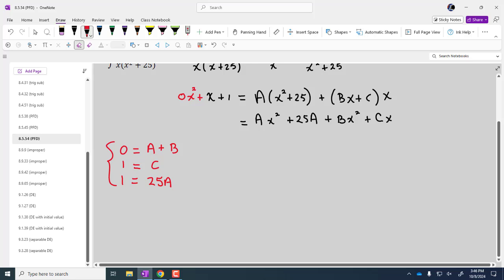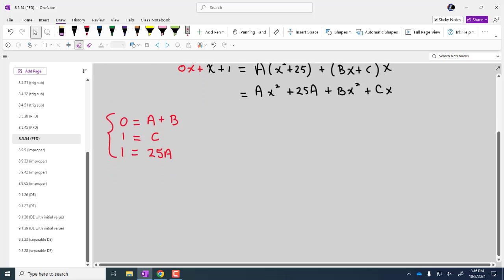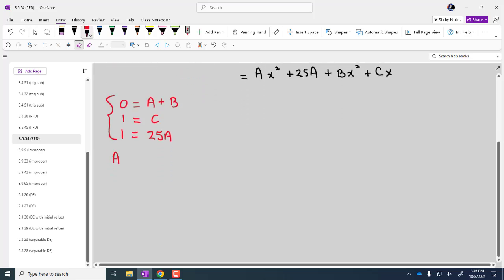And this tells us everything we need to know. So we have that a is 1/25. If a is 1/25, b is negative 1/25. And of course, c is 1. So there are the 3 constants.